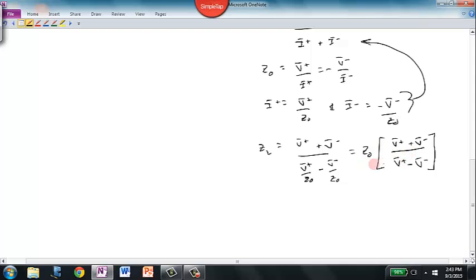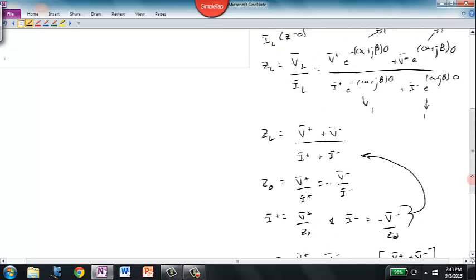Now what I want to do is solve this equation, ZL equals Z0 times this multiplicative term here, for V bar minus, and that takes a minute of algebra, so I'm just going to give you the result. V bar minus is equal to V bar plus times ZL minus Z0 over ZL plus Z0.